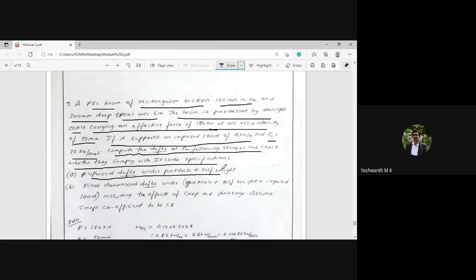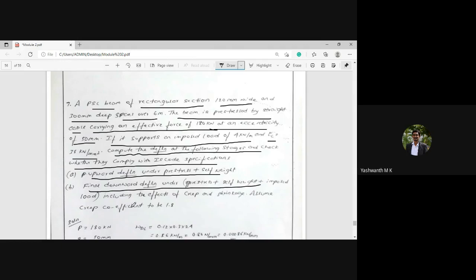During the transfer stage, whatever the cable has induced will be predominant in the net deflection, hence we are going to get the upward deflection pattern. So hence they have clearly mentioned upward. Once the same beam is subjected to a live load, there the downward deflection will be predominant, that is the downward arrow. So hence they have asked for the final downward deflection.